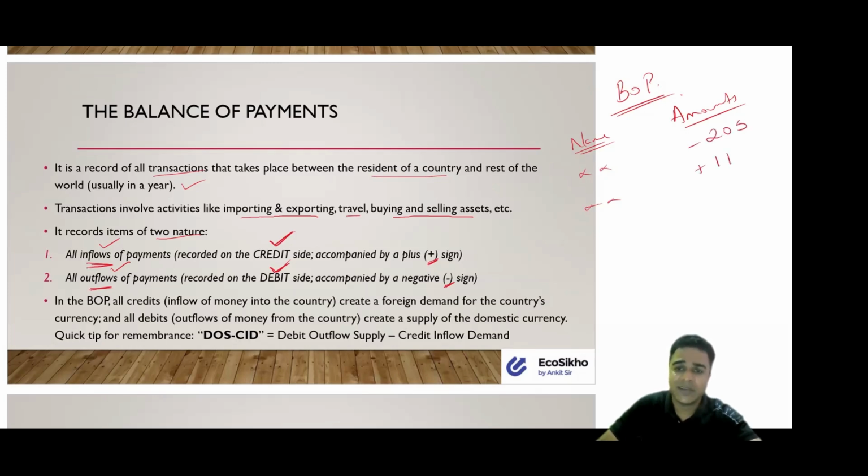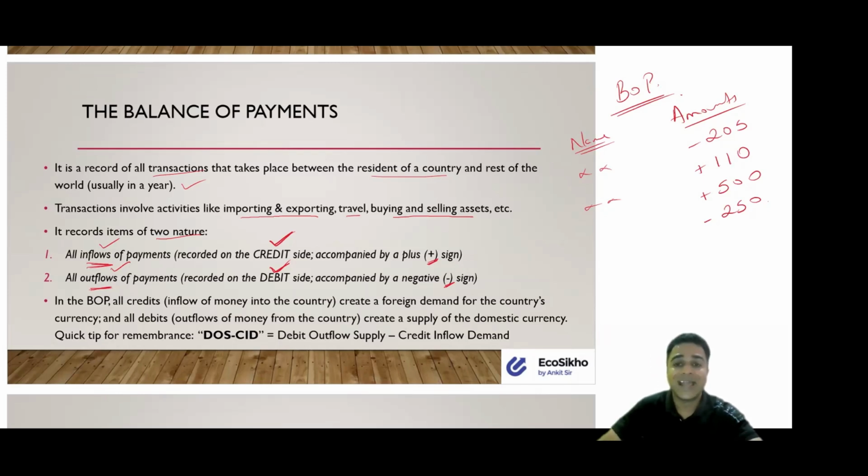Amount is mentioned as plus 110. Amount is mentioned as plus 500. Amount is mentioned as minus 250. So how will we know if these amounts are a debit amount or a credit amount? Essentially, how will we know if these are the inflows of money into our country or the outflows of money from our country?